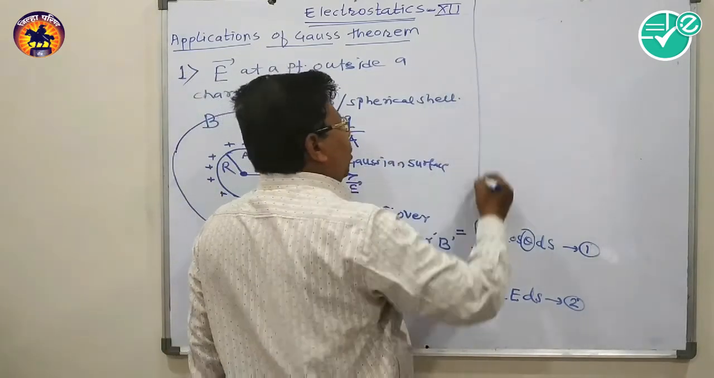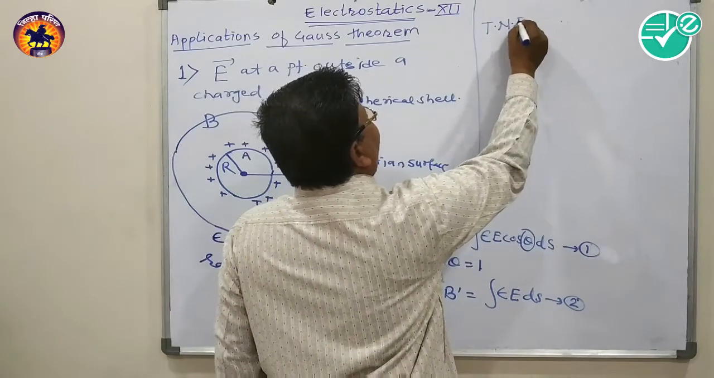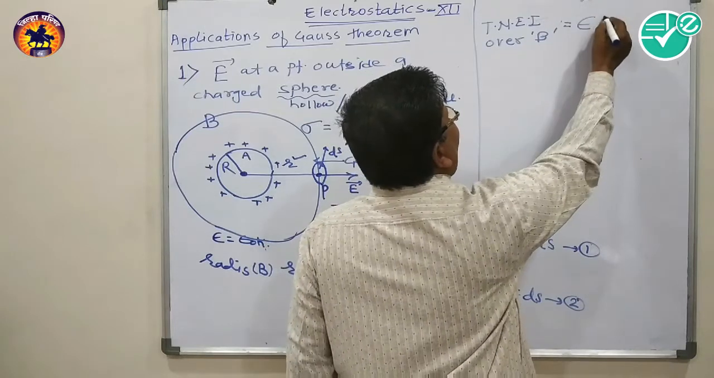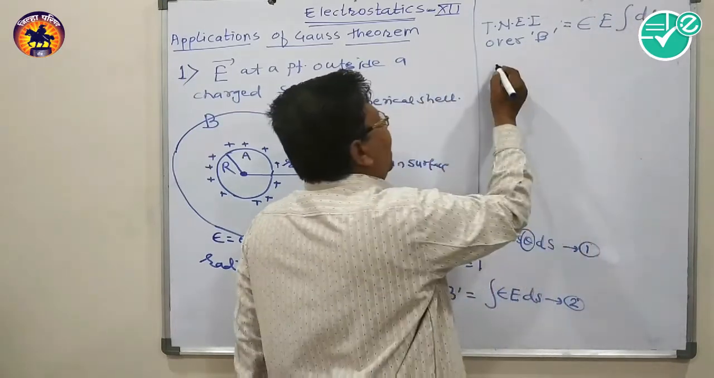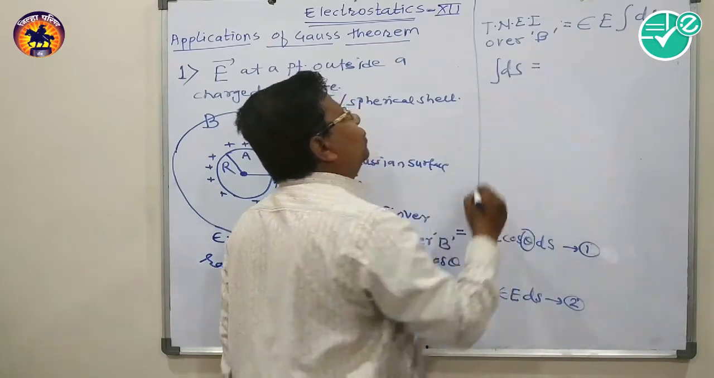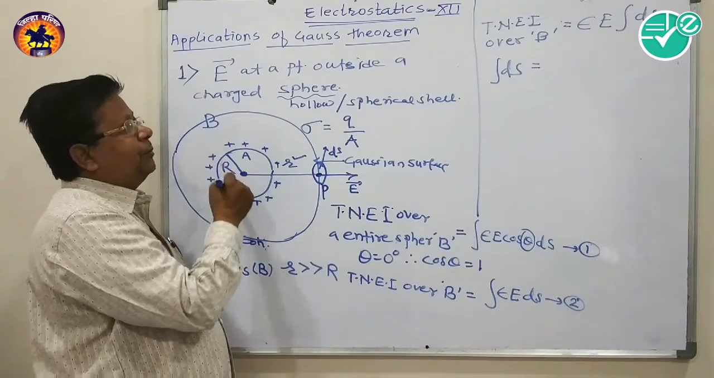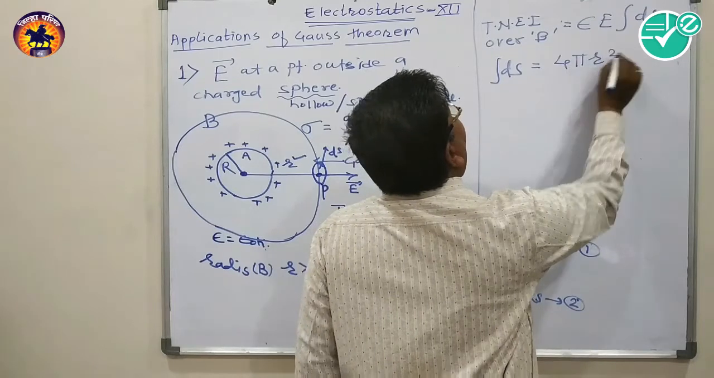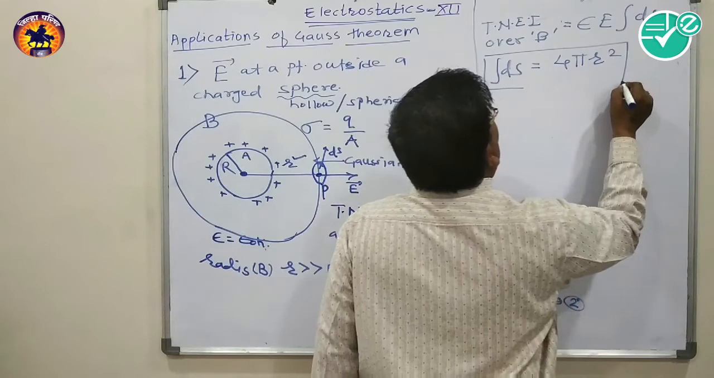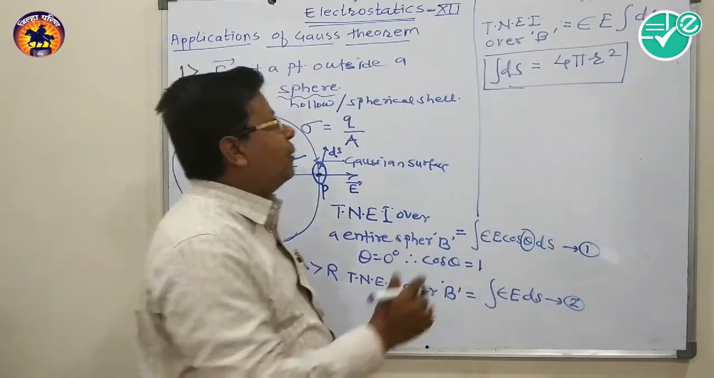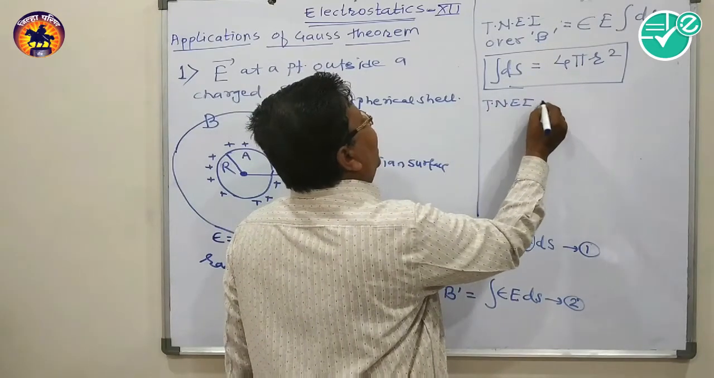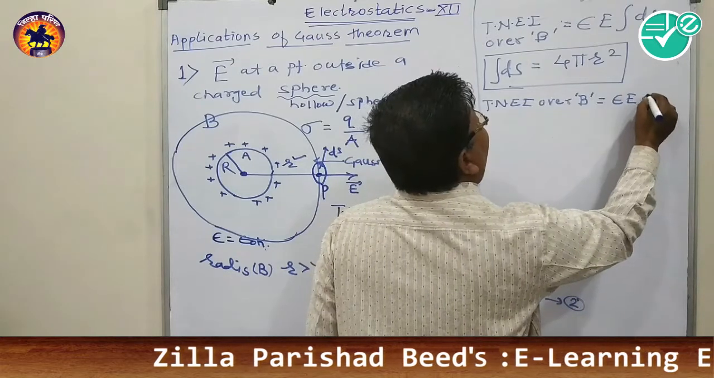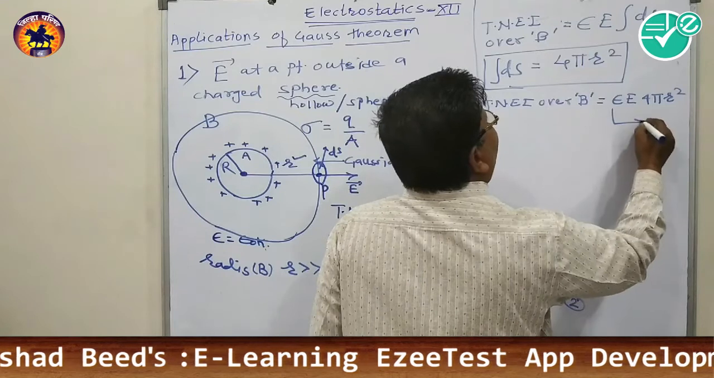Equation number 2 can also be written as total normal electric induction over sphere B, which is equal to epsilon E integration of ds, and the integration of ds is equal to the surface area of sphere B, and it is equal to 4 pi r square. So substituting the value of surface area of sphere B in the above equation, again we get total normal electric induction over sphere B, which is equal to epsilon E into 4 pi r square. So this is our equation number 3.